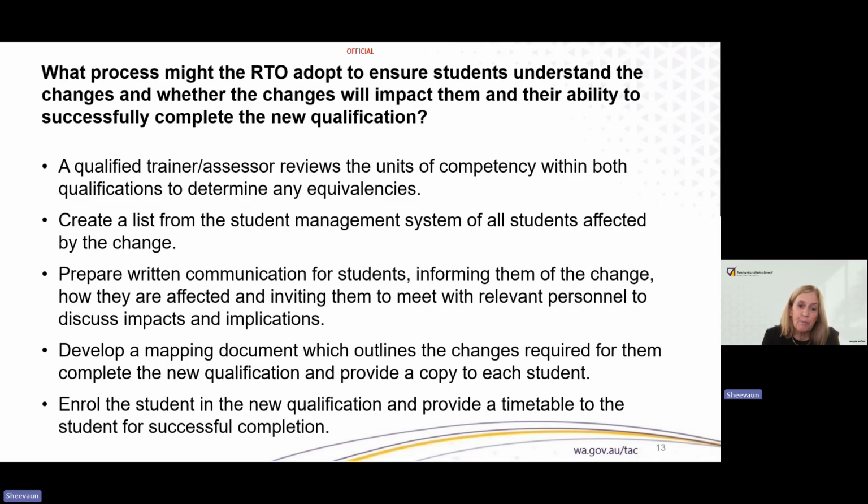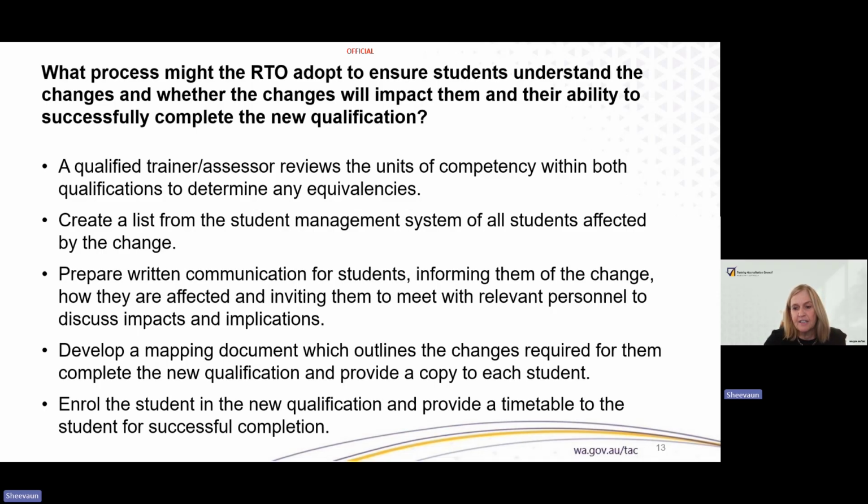And then the final step is about enrolling the student in a new qualification and providing a timetable for the student to successfully complete. Now, that's just a very simple example of a change management process that really sits under Outcome Standard 2.1 and about how you use information, how to inform students and keep them up to date in terms of what's happening with their qualifications.